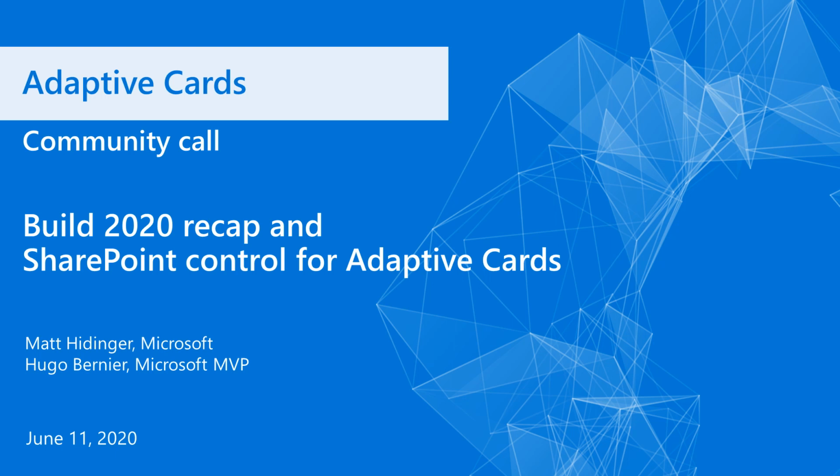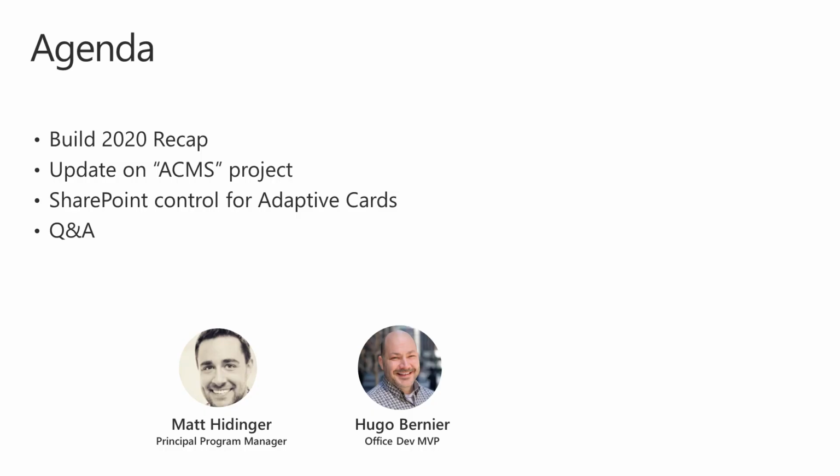So I'm Matt Heidinger. This is the Adaptive Cards Community Series for June. And what we're going to do this month is recap Build and what we talked about there. I do have actually one update even since Build. So if you saw the presentation, you will still get some new stuff.